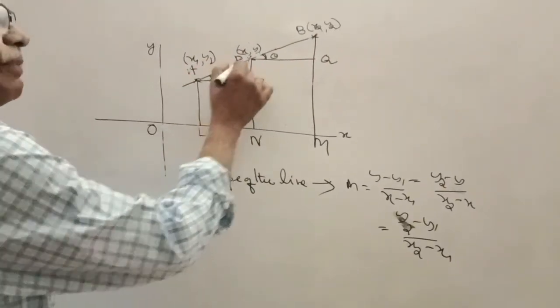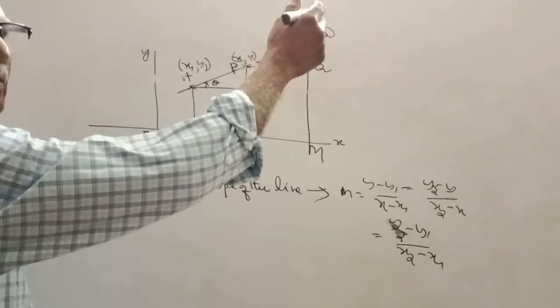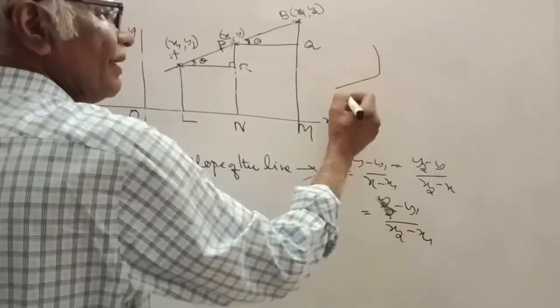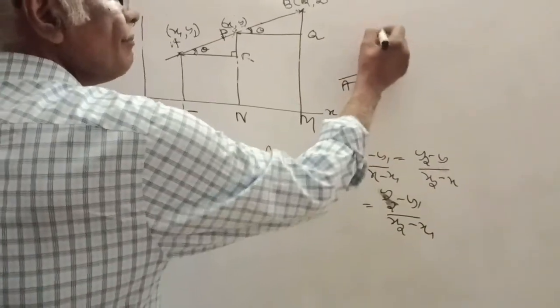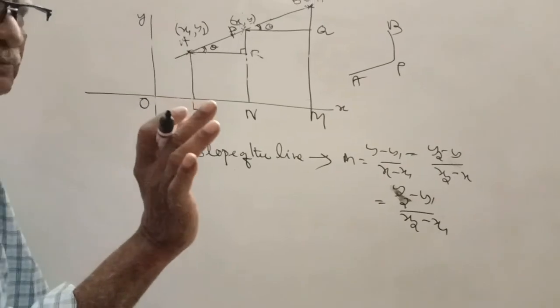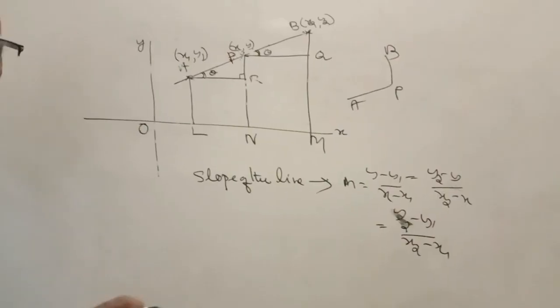Now if A, P and B are collinear, we see this is the situation. Now if A, P, B are not collinear, you are not getting this situation. So in the case of collinearity, we can apply this result.